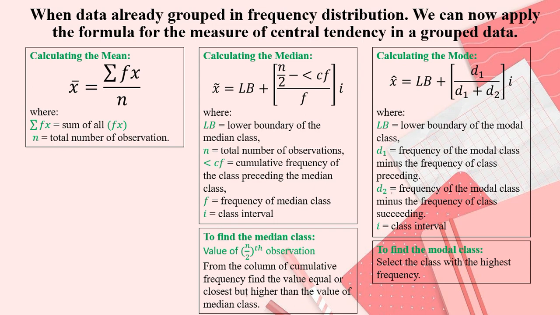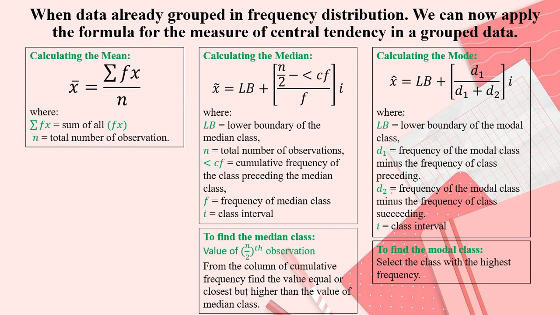Next will be, you need to solve for the median. And the formula for the median po is the lower boundary plus n divided by 2 minus less than CF divided by the frequency times I. So LB, lower boundary, and total number of observations. Less than CF po is cumulative frequency of the class preceding the median class. Ibig sabihin, yung less than po sa CF mo ay mas maliit. And then frequency, or F, and I is the class interval.